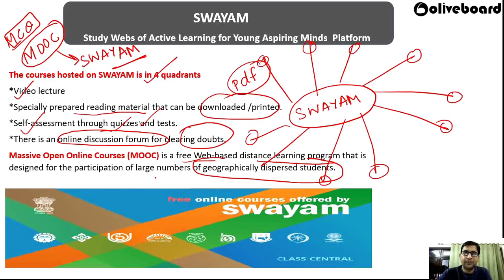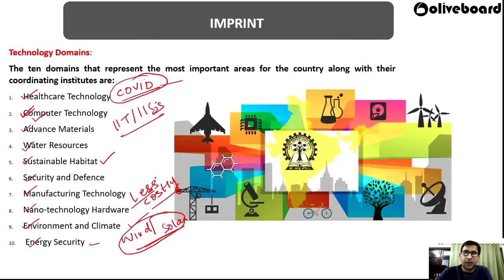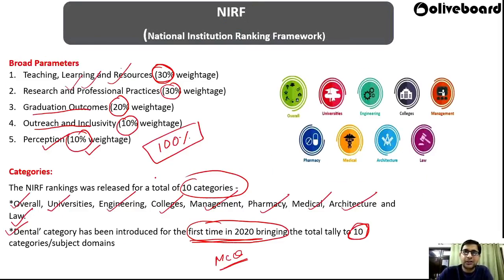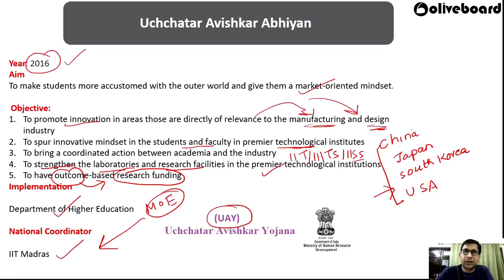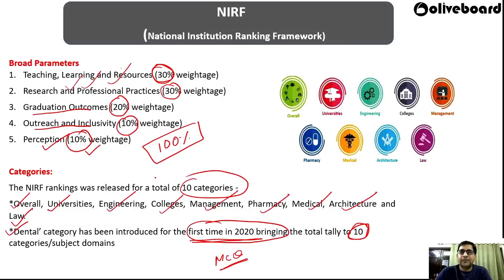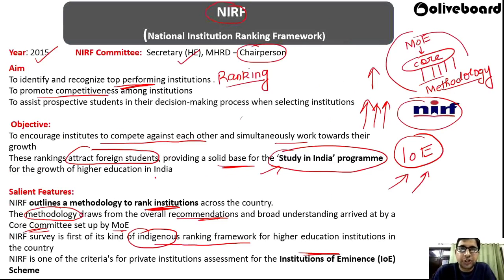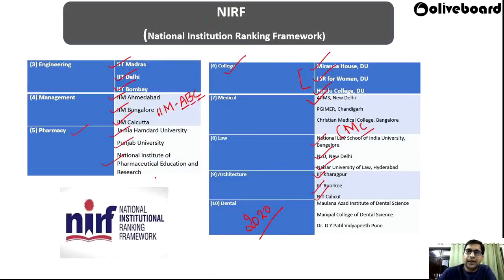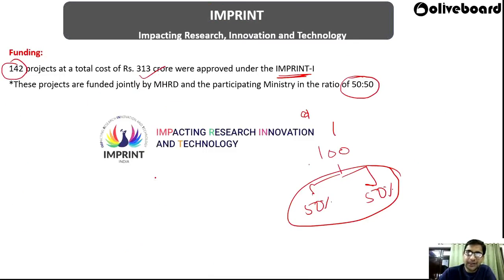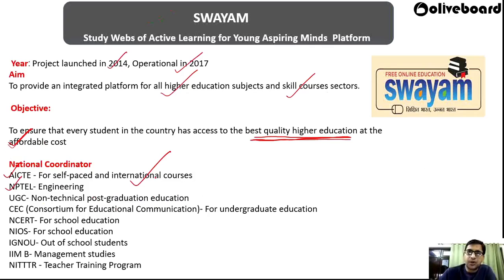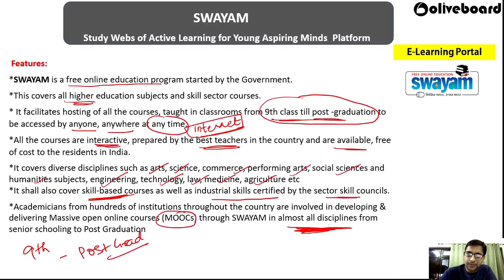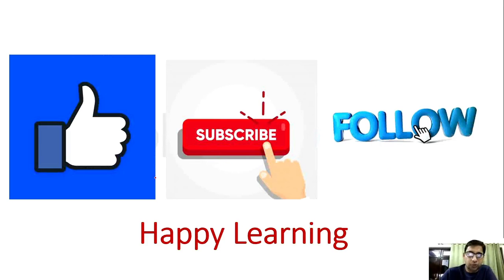You should always remember this: MOOC, that is massive open online courses, is related to the SWAYAM portal. So in total today we have discussed 4 things. First, we discussed Uchchatar Avishkar Abhiyan. Then we discussed the National Institutional Ranking Framework. Next, we discussed IMPRINT 1 and IMPRINT 2. Then we discussed the SWAYAM portal. So these are the 4 things we discussed today.